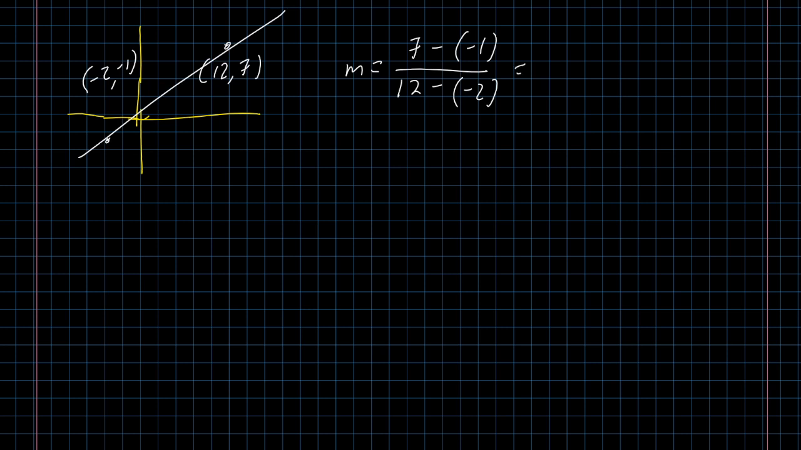Anyway, 7 minus -1 is 8. 12 minus -2 is 14. 8 over 14 reduces and becomes 4 over 7. We generally leave slope as a fraction. Improper fractions, never mixed numbers. Decimals can work, but they're hard to interpret, so fractions is almost always the best way of dealing with it. All right, there is my slope.